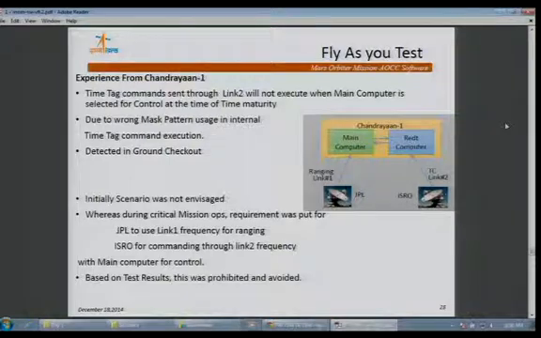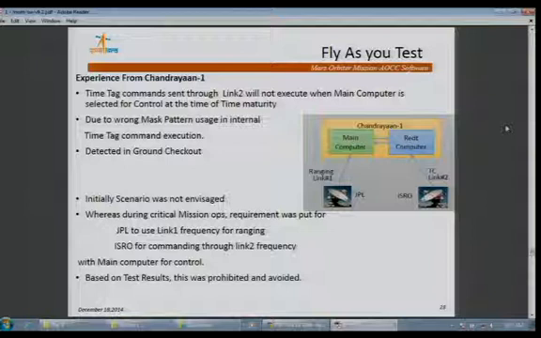At the time of sending the command, if the command is sent through link2, and at the time of execution the main computer is selected, the time tag operation alone will not take place properly, whereas the real-time operations were going on properly. This was due to a mask pattern usage in the internal command time tag execution software. It was detected in ground checkout, though it was not felt to be a scenario that was envisaged.